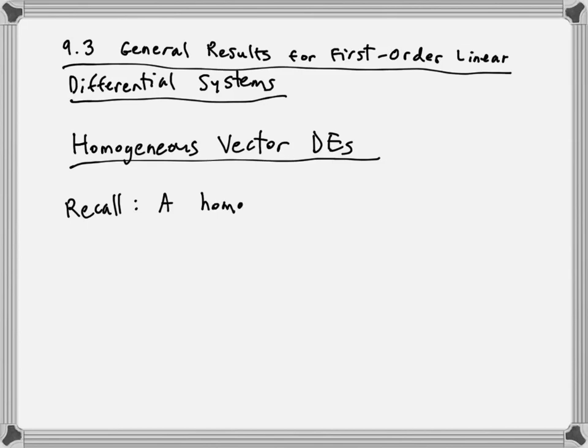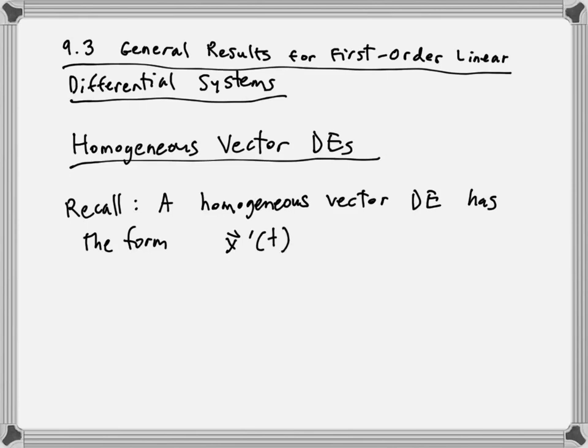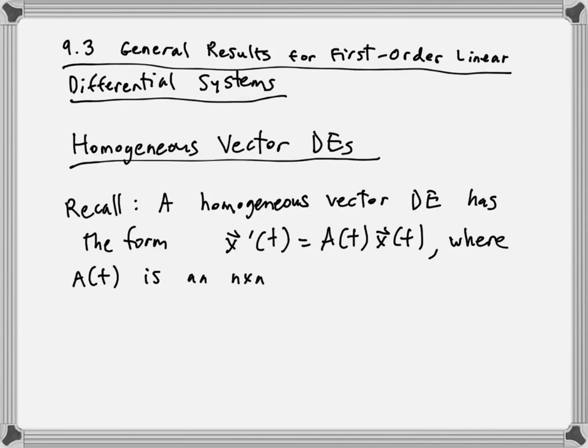a homogeneous vector differential equation has the form x prime of t is equal to A of t times x of t, where A of t is an n by n matrix function.